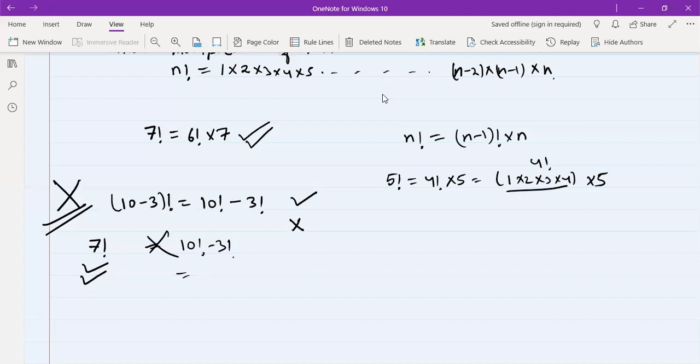Got it? Now, if you remember log of 2 plus 3, can we write it as log 2 plus log 3? Log of 2 plus 3, can we write it as log 2 plus log 3?